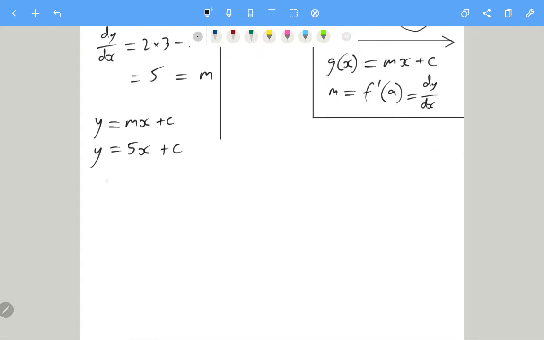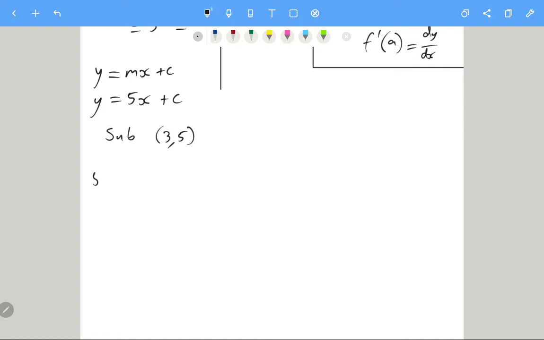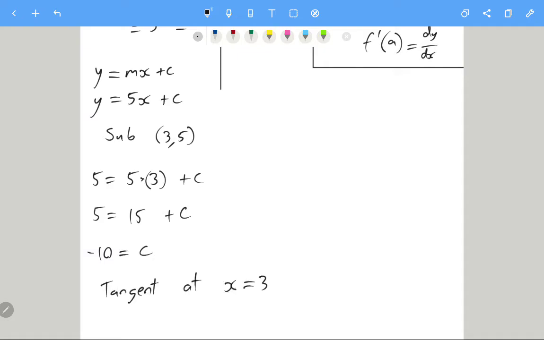So let's now go back to my linear function, my tangent function, and we're going to sub in the point 3, 5 because it needs to go through that point, otherwise it wouldn't be a tangent. It'd have the right gradient, but it'd be in the wrong spot. 5 is equal to 5 times 3 plus c. 5 is equal to 15 plus c. We can subtract 15 from both sides and we get negative 10 is equal to c. So my final equation, the tangent at x equals 3, is y is equal to 5x minus 10. So that is the tangent function at x equals 3.